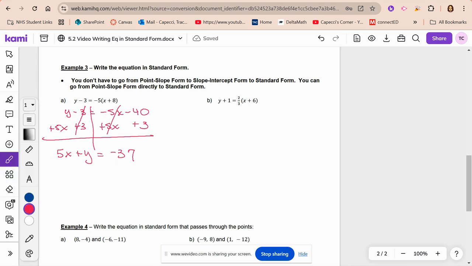I have my x and y on the same side. I don't have any fractions or decimals, and my a value is positive. So that's my answer right there. All right, let's do another one.